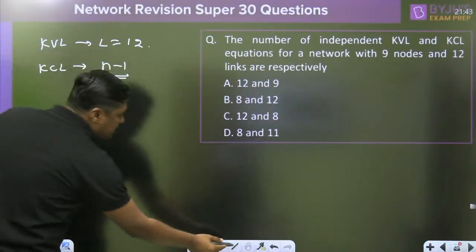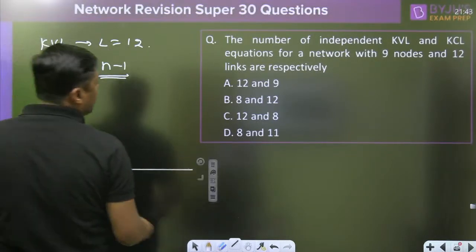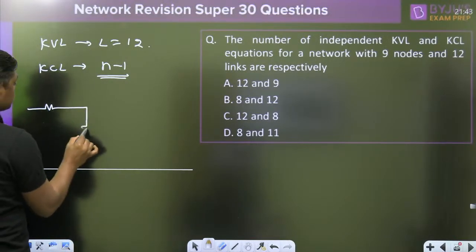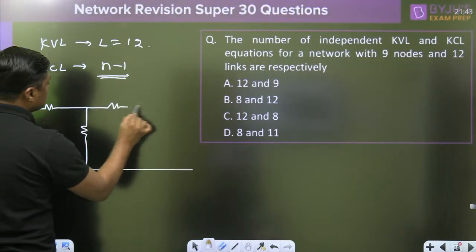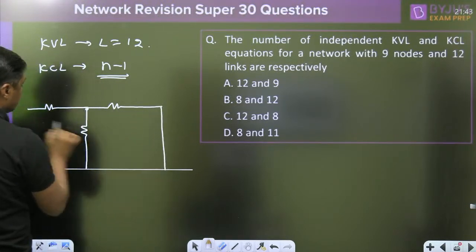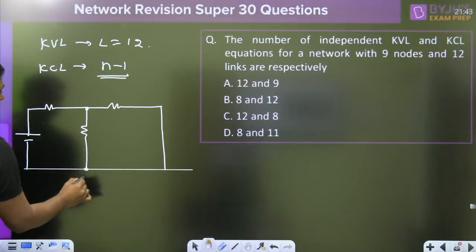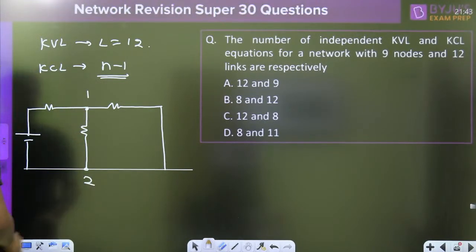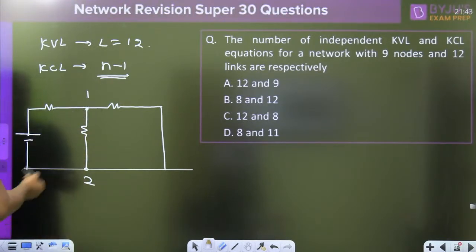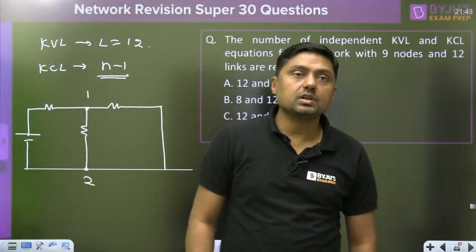One node is the reference node, right? We are writing KCL, so how many KCL and KVL equations? Say these are the nodes. If I have this node, so how many nodes? One. This is the reference node. 1, 2. So how many equations? We only have to write one equation, 2 minus 1, that is n minus 1. Okay? This is clear?